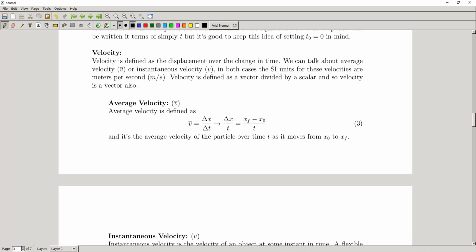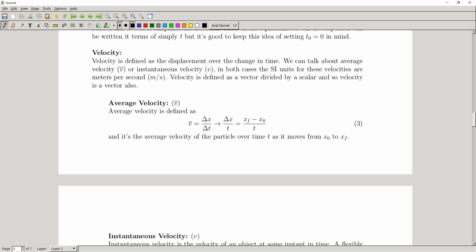And so as we discussed above, average velocity is defined by displacement over a change in time. But since we're setting t naught to 0, we often just see it in this form here, where it's just delta x over t. And that just means what we see over here: the final position minus the initial position over the time it took to go that distance. Okay. And I'm going to erase this also.